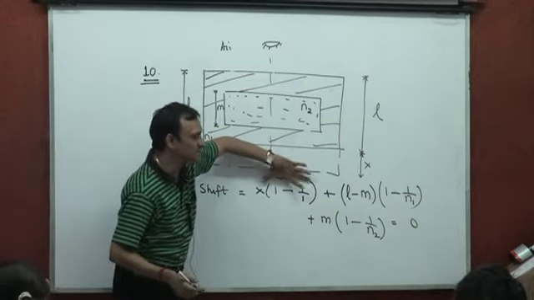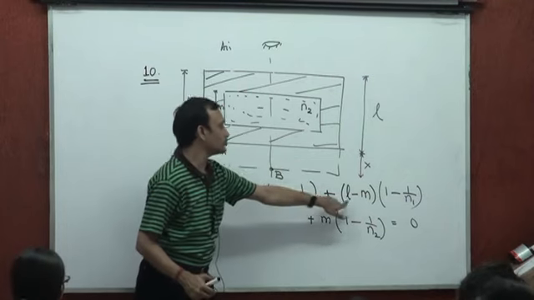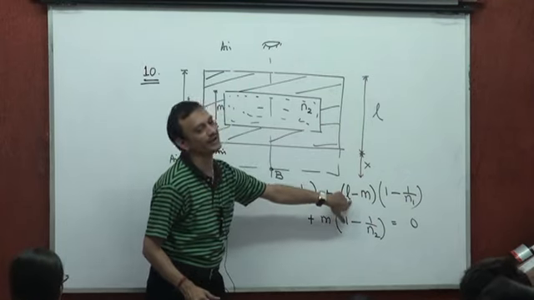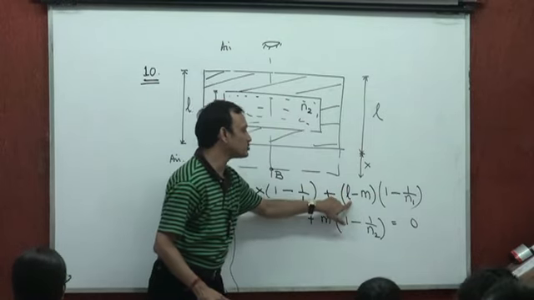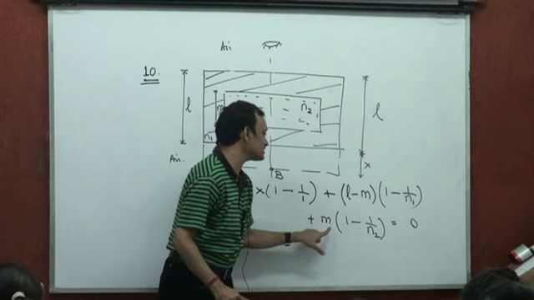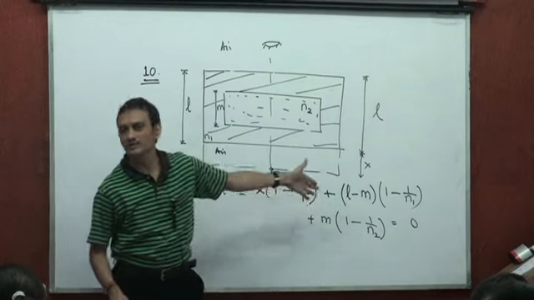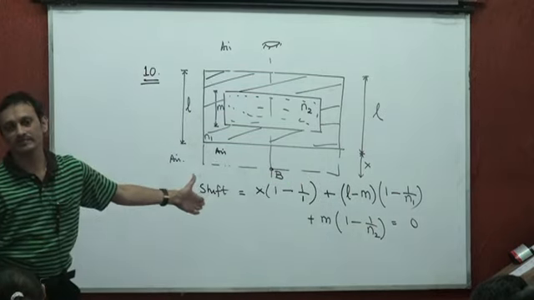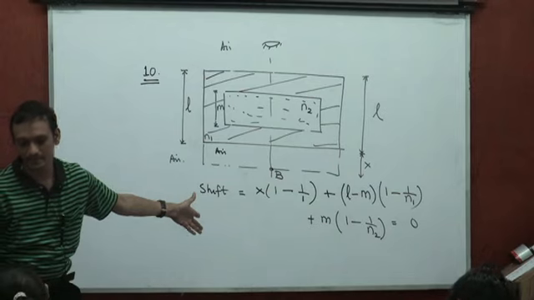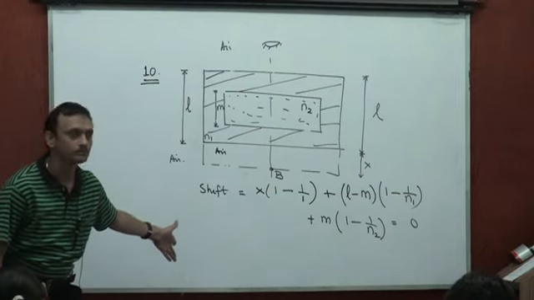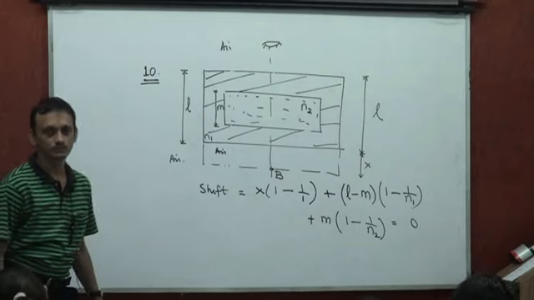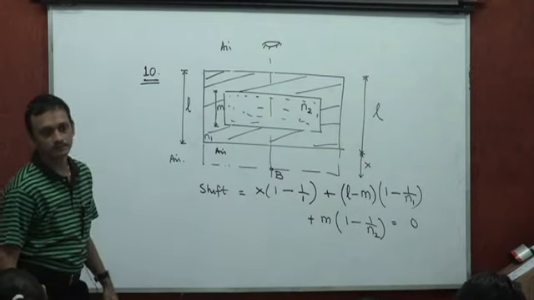It's independent of this x because this is 0, and you can divide throughout by M and solve for L by M. Divide throughout by M, so L by M minus 1 into this plus 1 minus 1 by N2 is 0. L by M can be solved for. Clear? No problem?